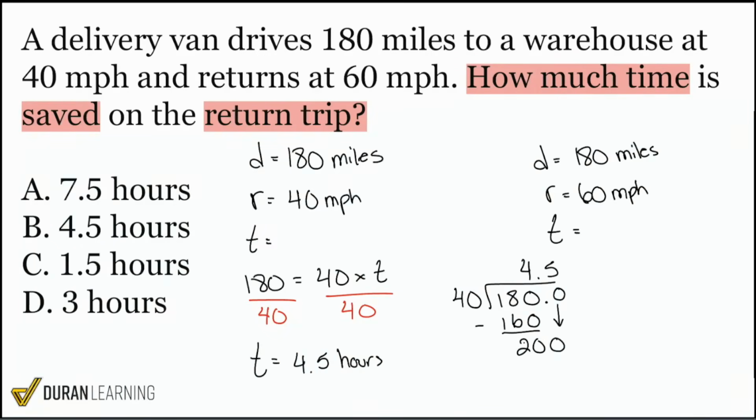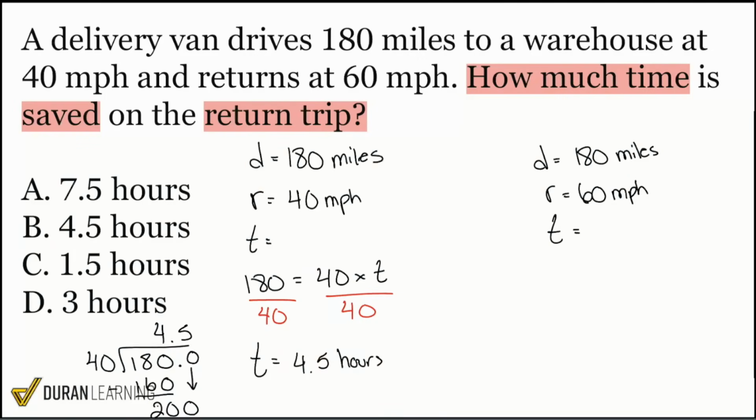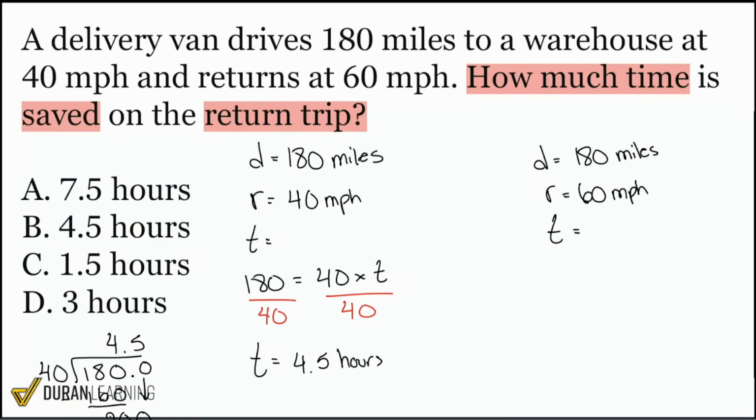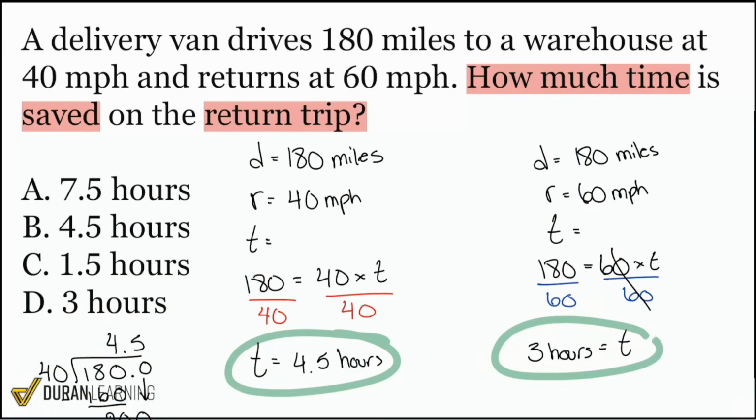Now here's what we're going to do with part B. Let me just move this over here, and let's keep working. So here, to find this time, we have distance equals rate times time. Divide both sides by 60. And now we get time is 3 hours. Cancels out on the right. 180 divided by 60. That'll be 3. So booyah, my party people. We have the time there, the time back.